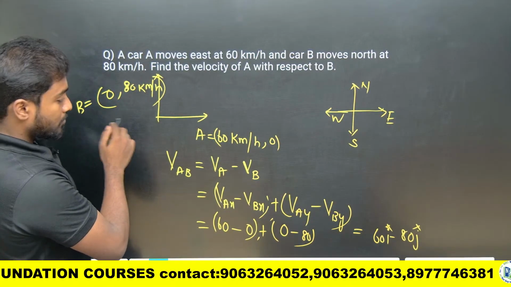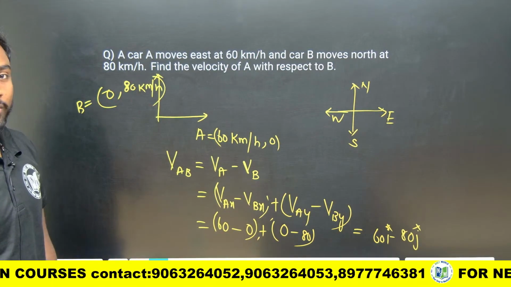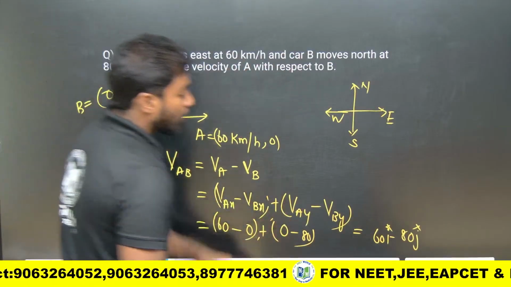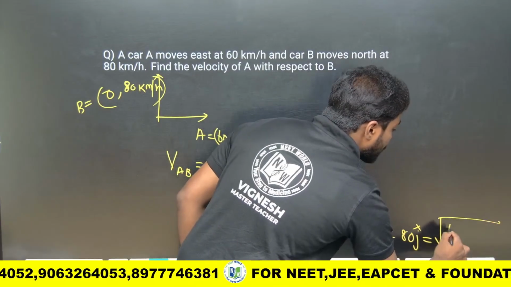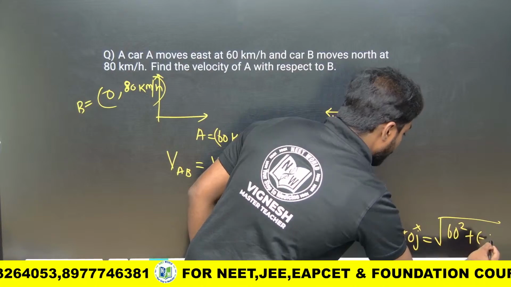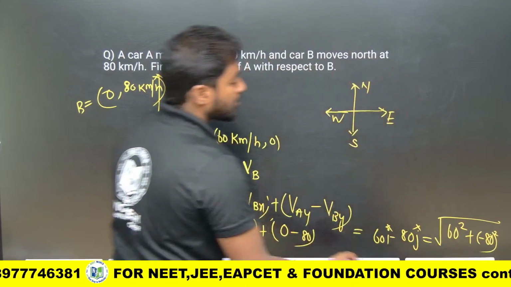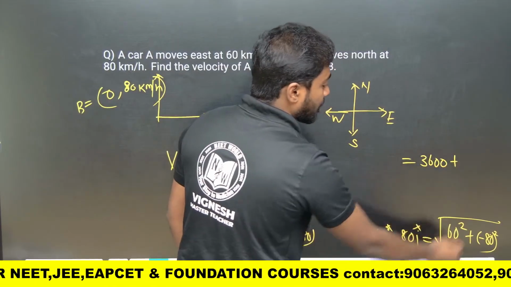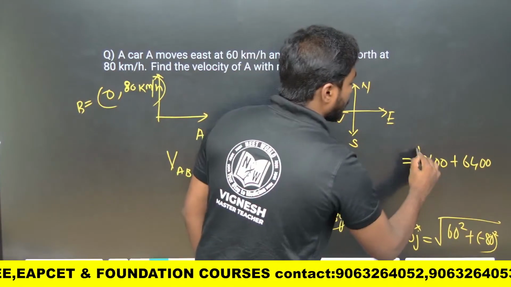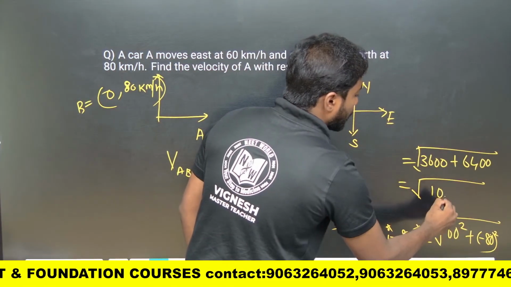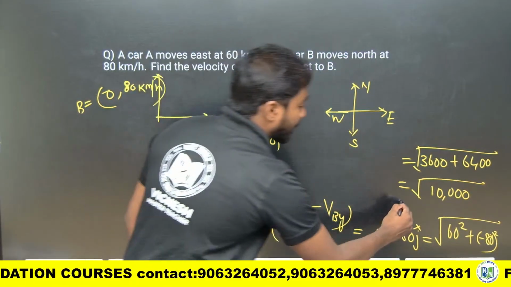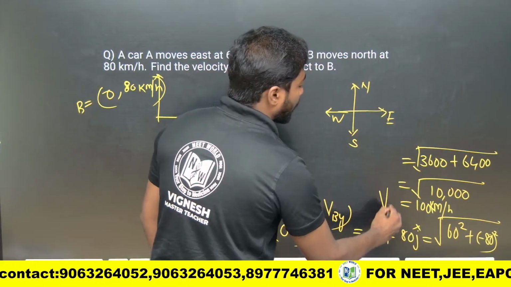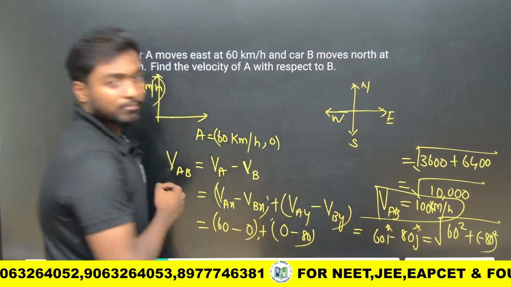This is the velocity of A with respect to B. Now I need to find the final answer: under root of 60 square plus minus 80 square. 60 square is 3600, am I correct? Plus 80 square is 6400. I'll get 10,000, right? The final answer is 100 kilometer per hour, the velocity of A with respect to B.